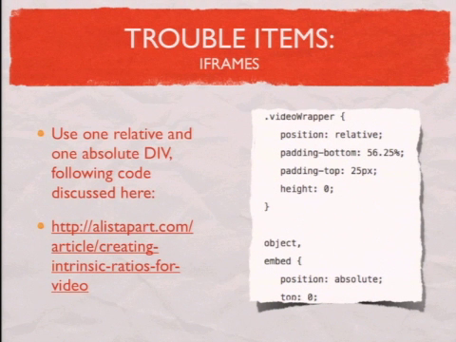Essentially, you've got a wrapper for your video, and you're giving it a relative position. Inside that is the iframe, the actual video content or map, and you're giving that an absolute position. With this simple CSS, suddenly your iframe becomes responsive.